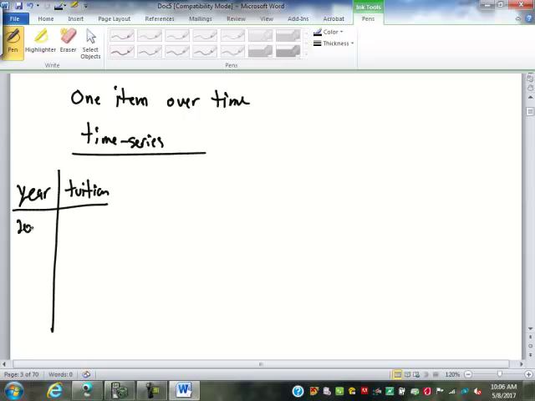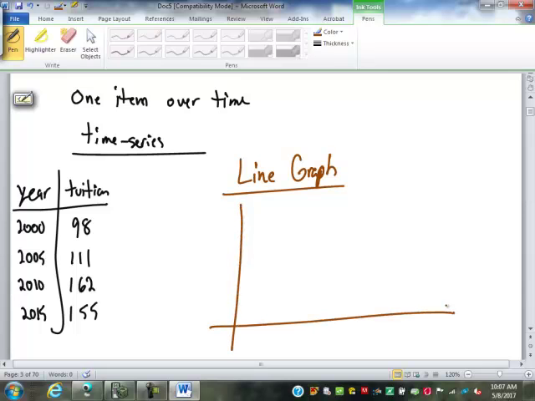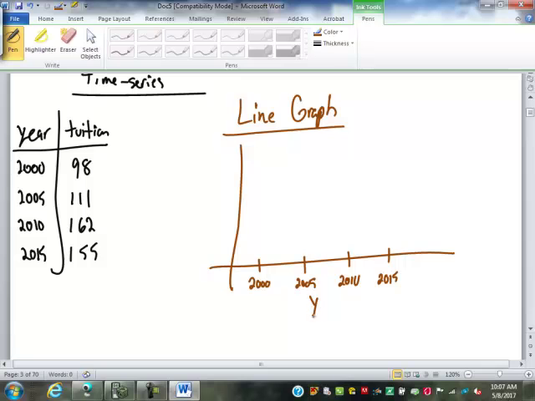Let's say in the year 2000, tuition was $98 per credit. Say in 2005, it had gone up to $111. 2010, it had shot up to $162 a credit. And in 2015, let's say it went back to $155 a credit. So the graph that I would make to represent this is called a line graph. So in a line graph, we have the year across the bottom, always. And then the other value goes up the side.